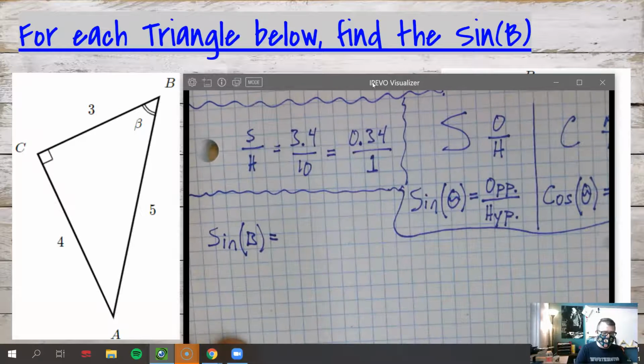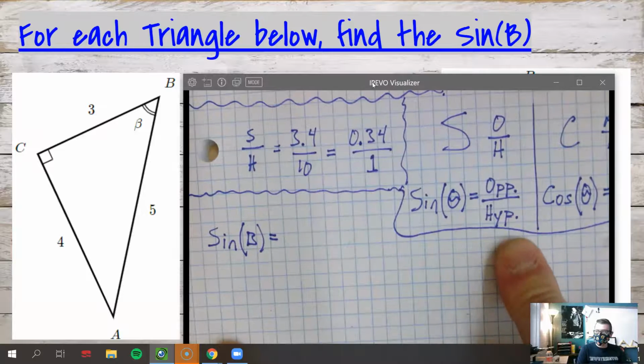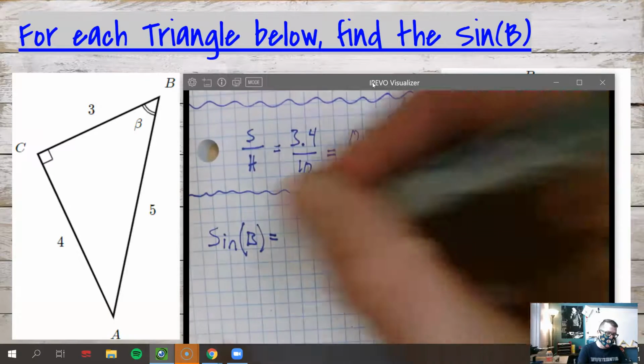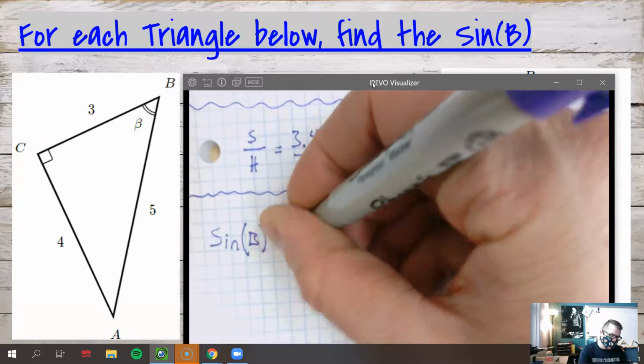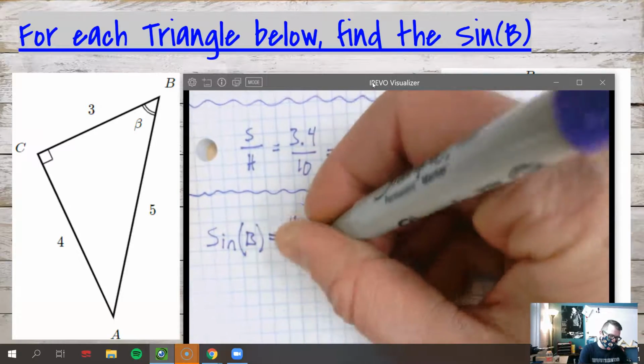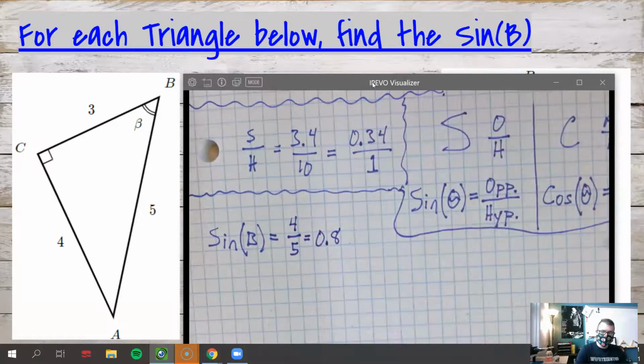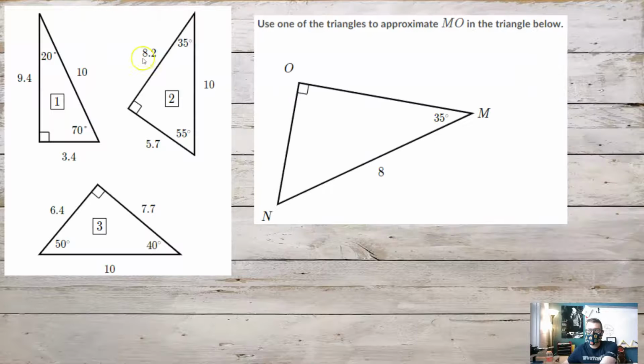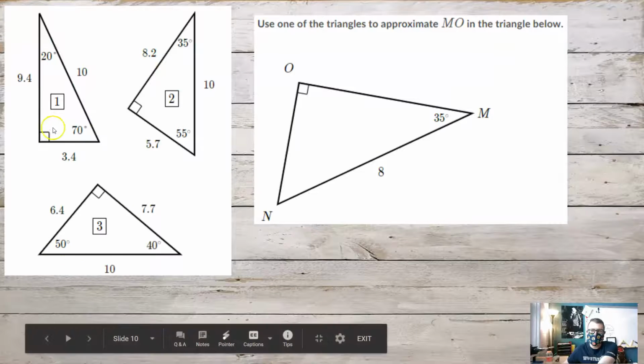But if the sine is always opposite over hypotenuse, from B, which side is the opposite? 4, right? Because the 3 is adjacent. So it would be 4 over 5, which is actually 0.8. Your calculator can then say 0.8. I remember 0.8. There was this other triangle that had a ratio of 0.8.